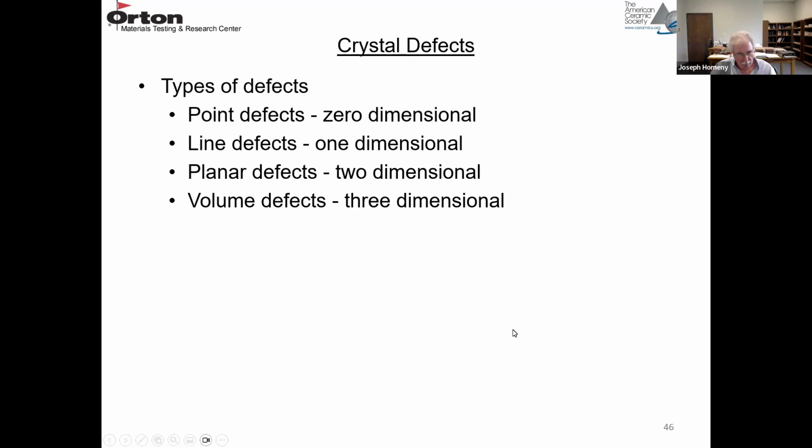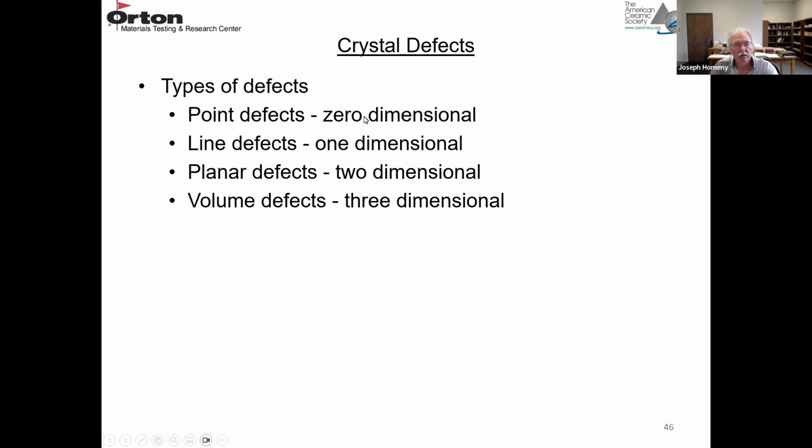So polymorphic crystalline changes are important. And as I mentioned, each time we go through a refractory composition, we'll go over them. And then the last thing here are crystal defects. There are different types of defects. There's point defects, line defects, planar defects, and volume defects. These are all present in ceramic and refractory materials.